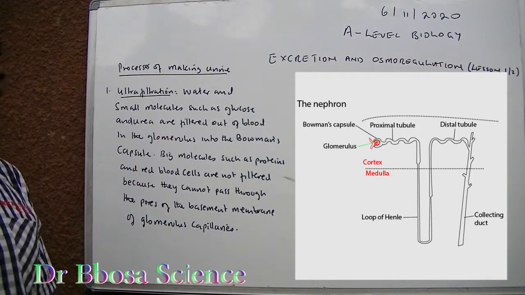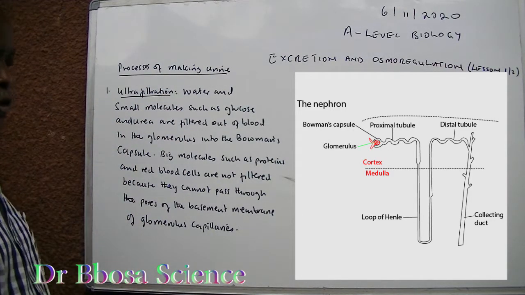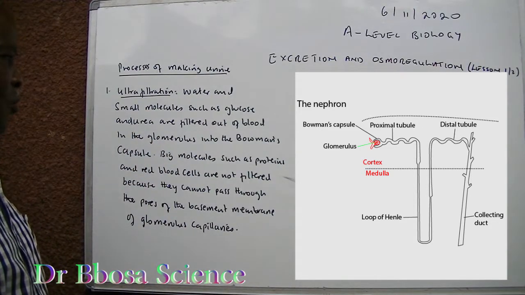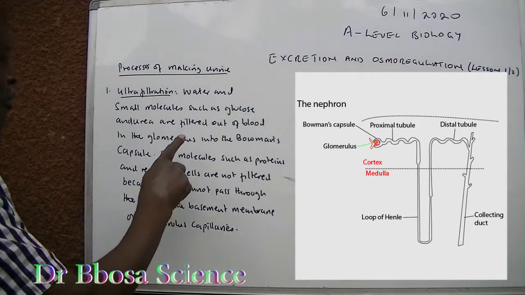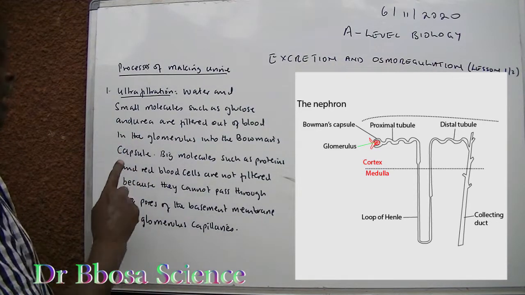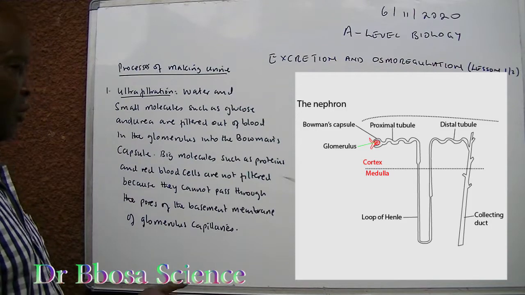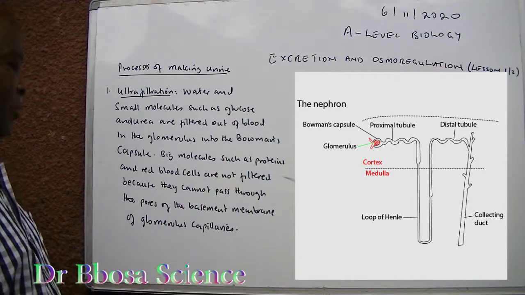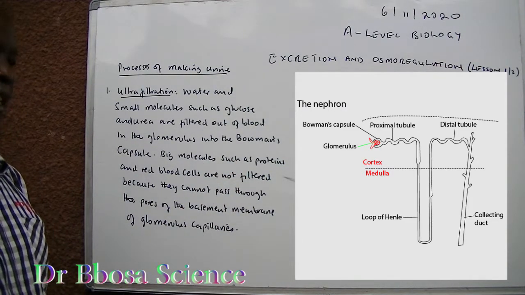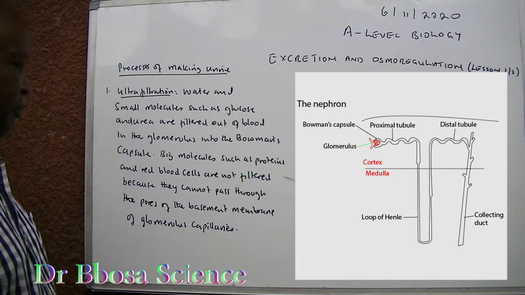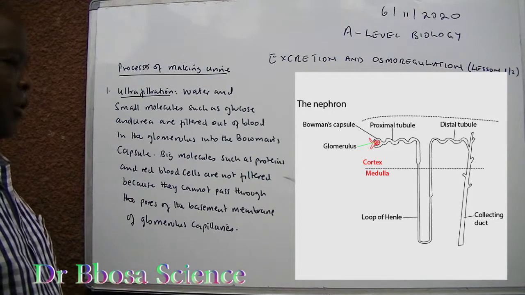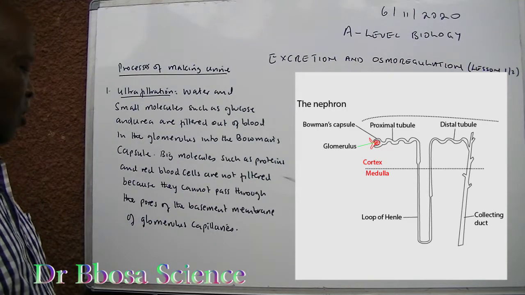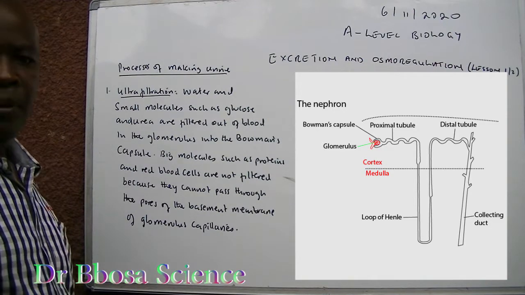Processes of making urine. One is Ultrafiltration. Water and small molecules such as glucose and urea are filtered out of blood in the glomerulus into the Bowman's capsule. Big molecules such as proteins and red blood cells are not filtered because they cannot pass through the pores of the basement membrane of the glomerulus capillaries.